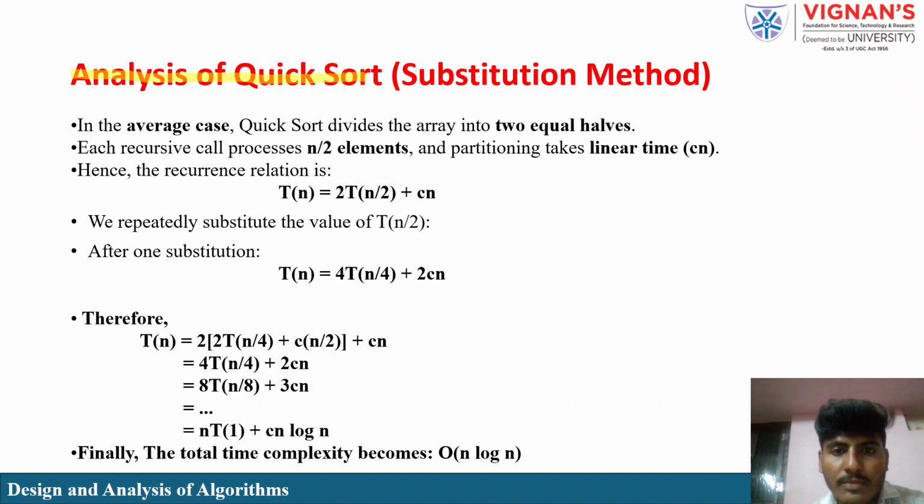Analysis of quicksort by using the substitution method. Here is the recurrence relation T of n is equal to 2 T of n by 2 plus Cn. By calculating T of n by 2 and putting it in the given equation, we obtain T of n is equal to 4 T of n by 4 plus 2 Cn. And again calculate T of n by 4 and put it in the equation, we obtain T of n is equal to 2 into 2 T of n by 4 plus Cn by 2, plus Cn. And again we calculate T of n by 4 and T of n by 8.